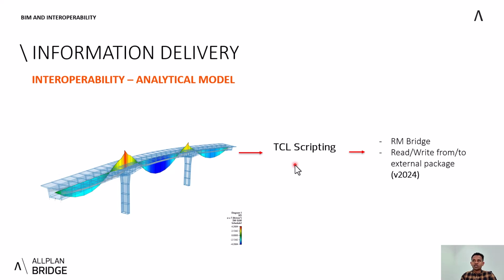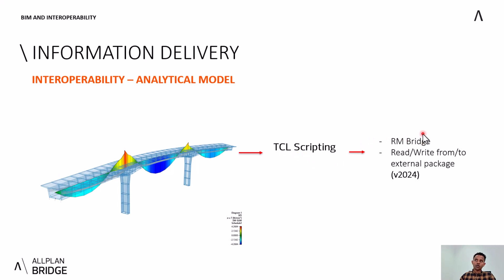So this TCL scripting, the idea is we have a bridge project, and from that bridge project we've created the analytical model already, and here is just one model actually in openBIM. So you have one model, and from that one model you can create the geometrical model, of course, and also the analytical model from that one model. And this analytical model can be exported using a TCL.